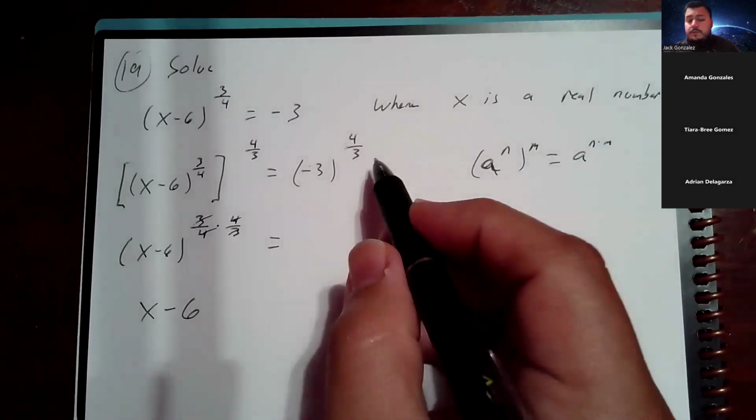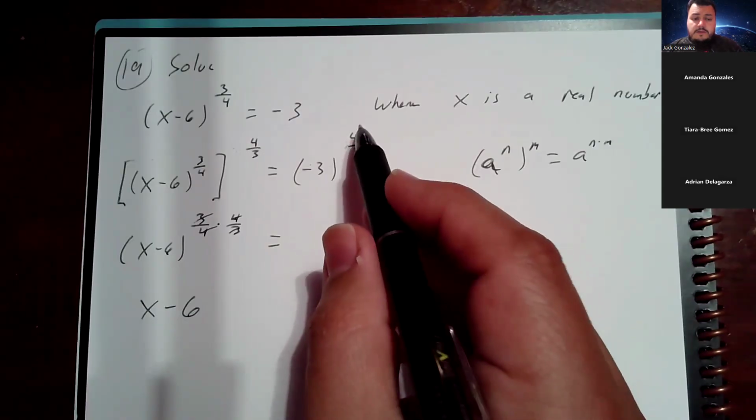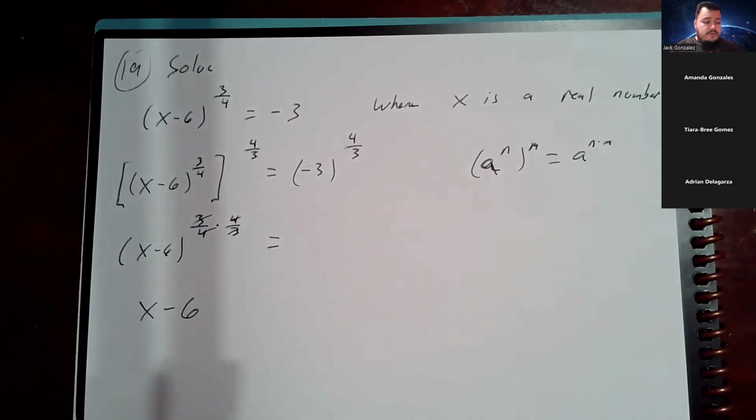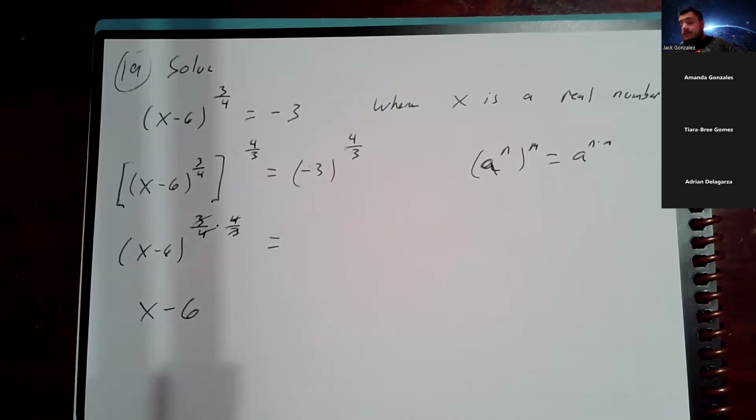Now, on this side, you have to remember the rules I told you earlier. The bottom is the index of the root. The top is the power. So let me see how they frame the solution. I don't think it's going to be pretty. Nah. It will not be pretty. Okay.